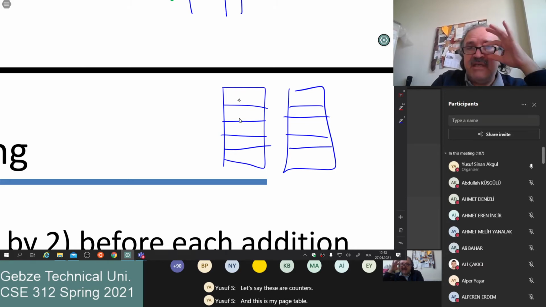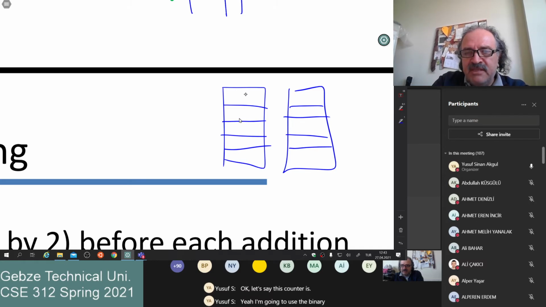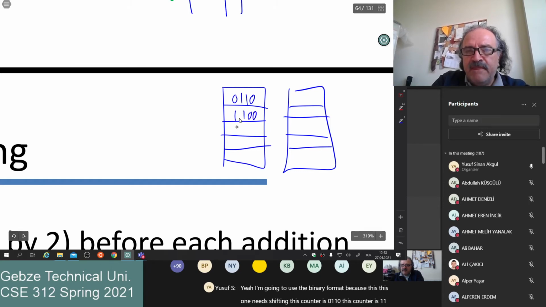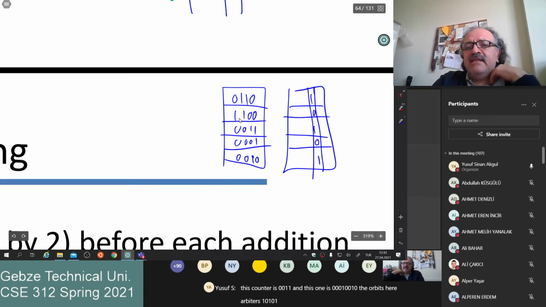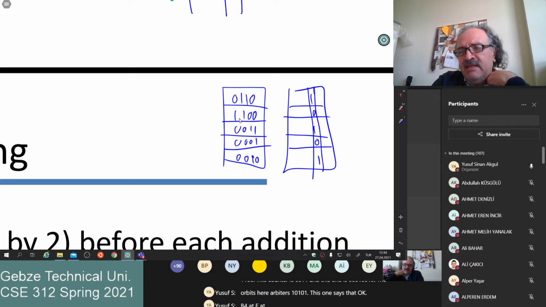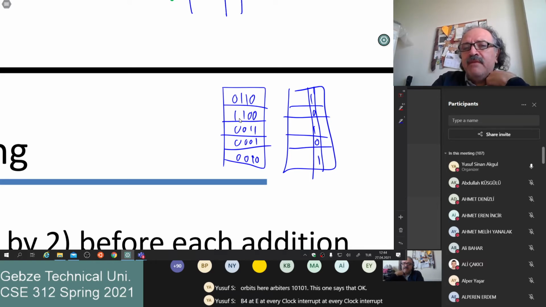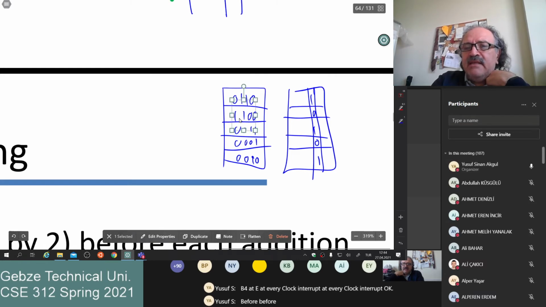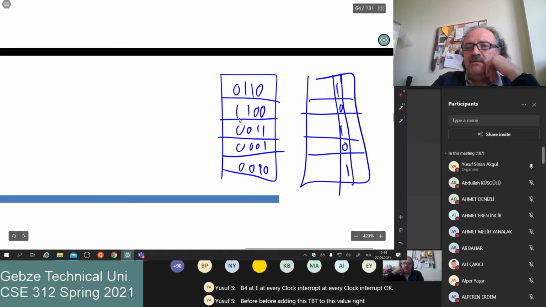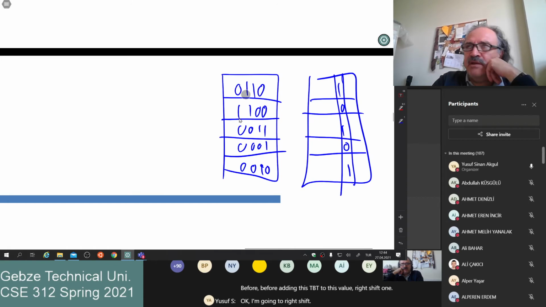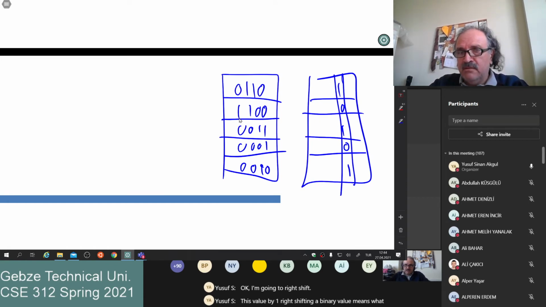Let's say this counter is, I am going to use the binary format because this one needs shifting. This counter is 0110. This counter is 1100. This counter is 0011. And this one is 0001 and 0010. The R bits here are 10101. Before, at every clock interrupt, before adding this R bit to this value, right shift by 1. I'm going to right shift this value by 1. Right shifting a binary value means what? What does right shifting mean for a binary?